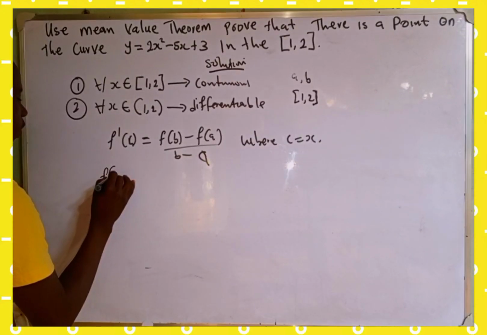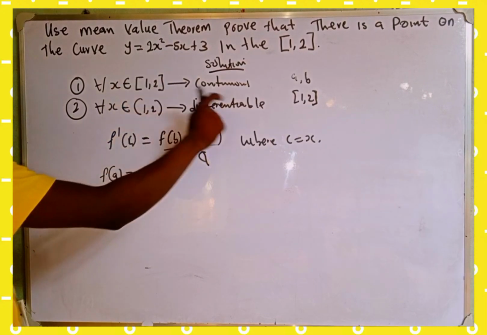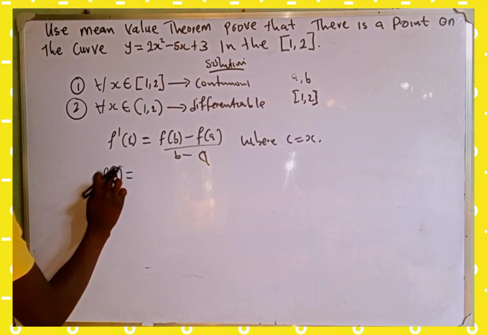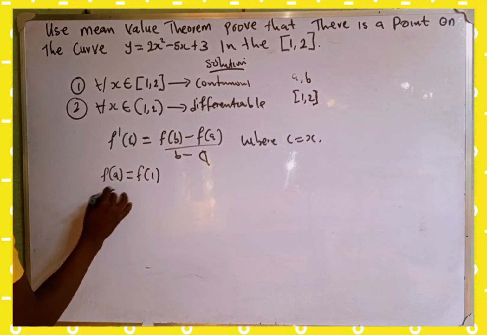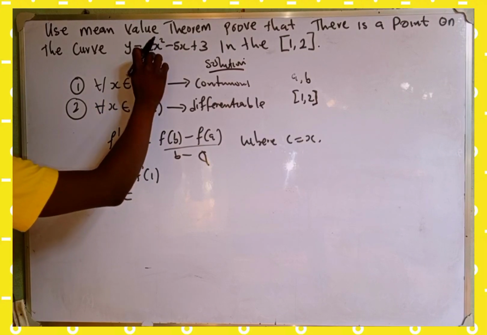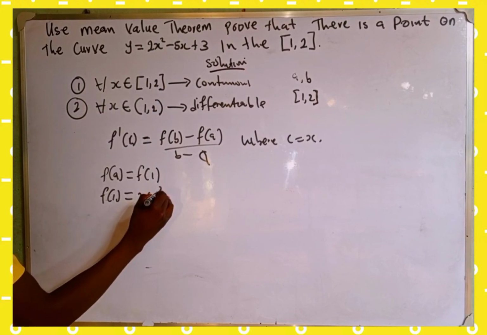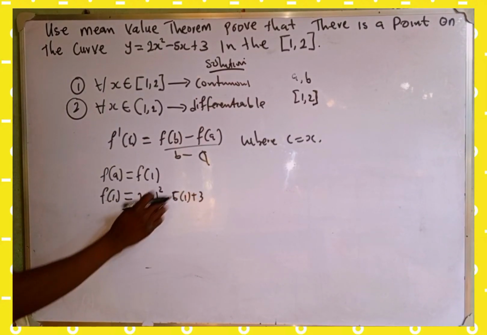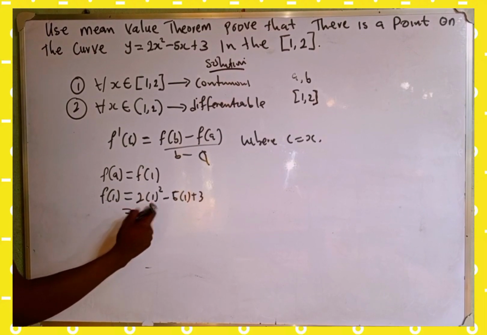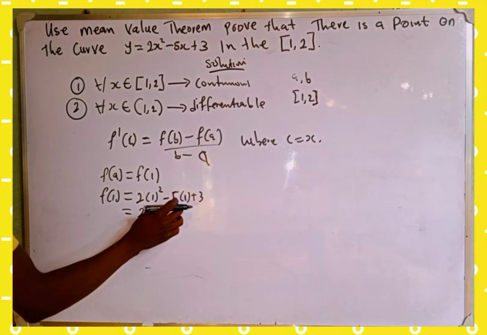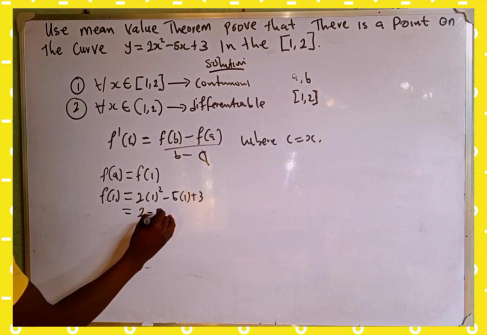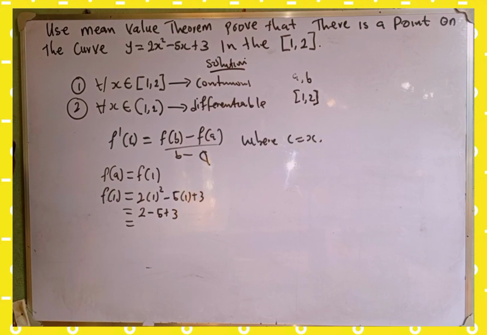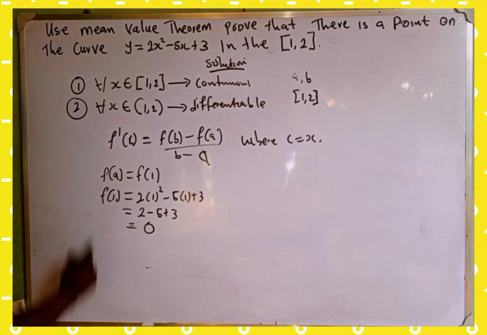So to get f of a, in the function, anywhere we see x, we are going to replace it with 1. So f of a is the same as f of 1. And f of 1 is equal to, if you substitute 1 here, 2 into 1 squared minus 5 into 1 plus 3. 1 squared is 1. 2 multiplied by 1 gives us 2, minus 5 multiplied by 1 gives us 5, then plus 3. So 2 minus 5 plus 3 is going to give us 0. So f of a is 0.